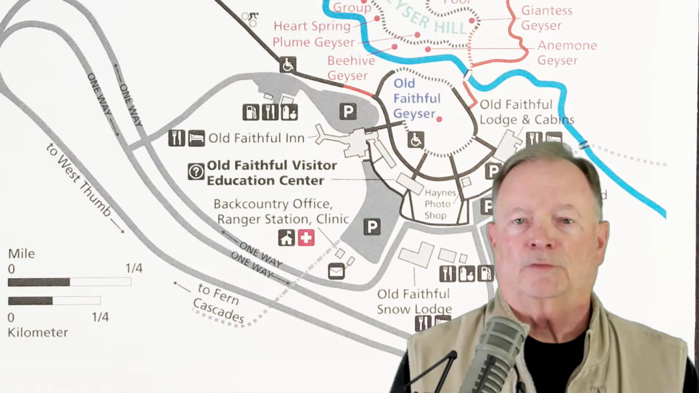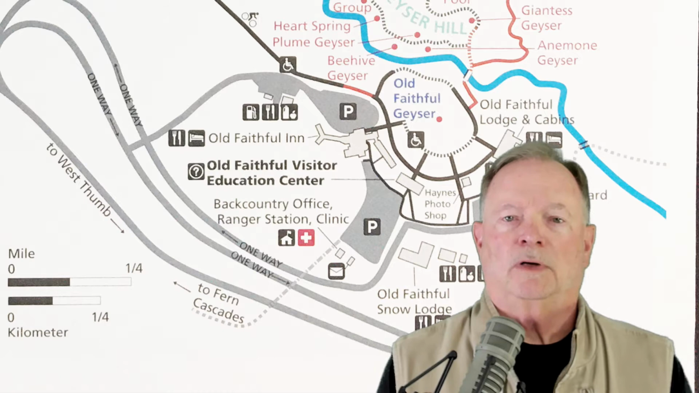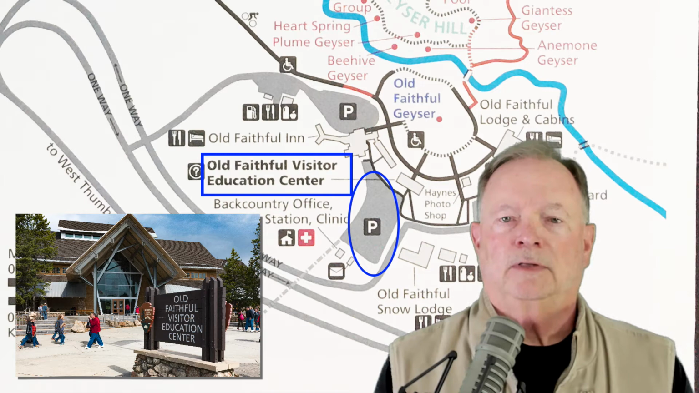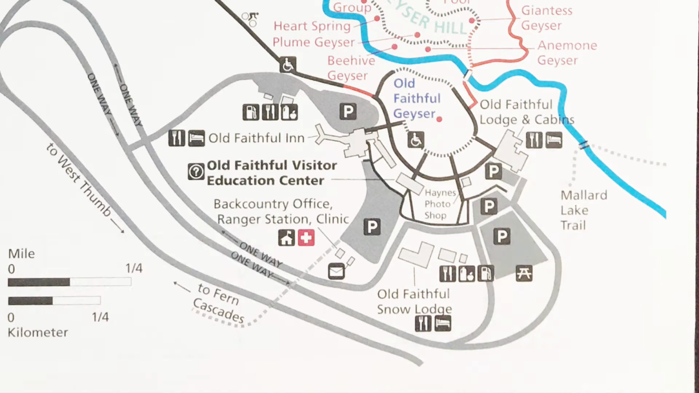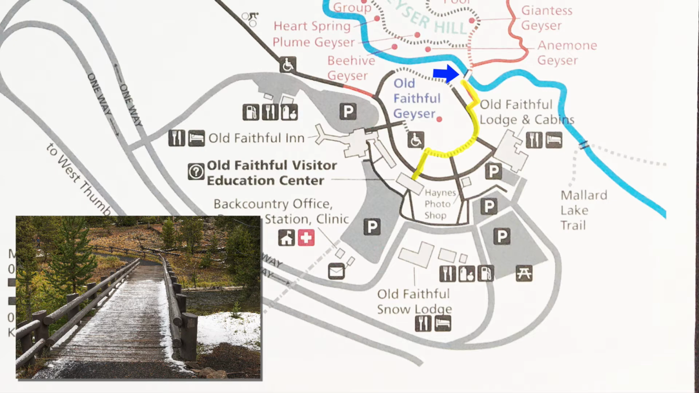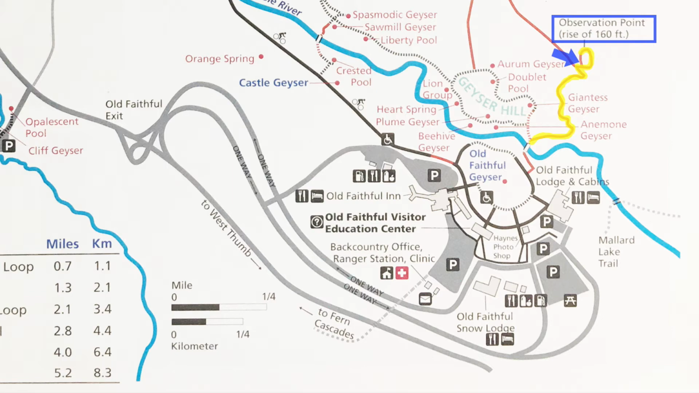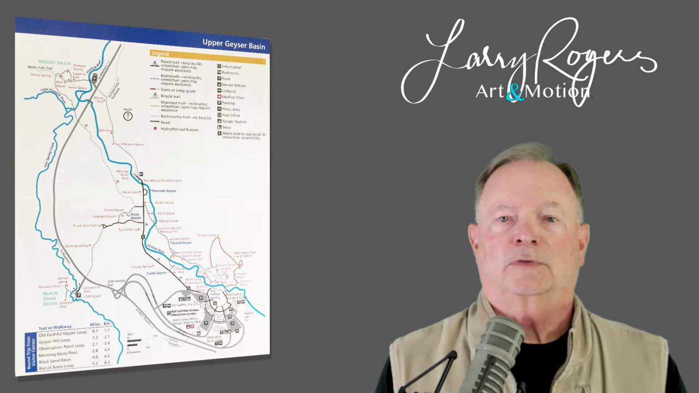Starting with where to park, I'd like you to park right behind the visitor center, which I've marked here on the trail guide, and meet me in front of the visitor center, which I've marked with a blue arrow. From there, we'll take a short walk down around Old Faithful and to a bridge over the Firehole River, where we will then take a short walk up to a feature called Observation Point. And from Observation Point, we'll be able to get great photos showing the area around Old Faithful.